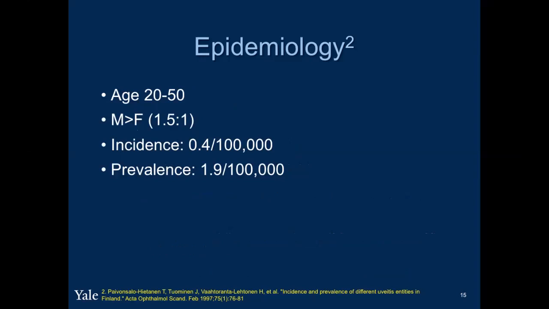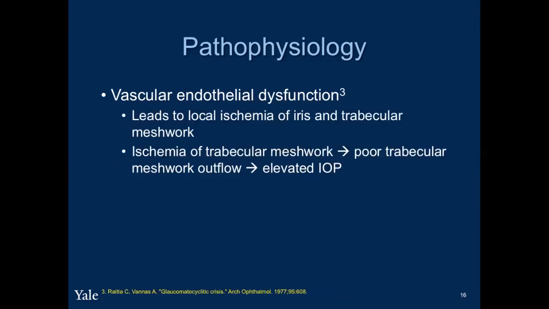Epidemiology is that it affects mostly younger to middle-aged patients, ages 20 to 50. Men do have a slightly higher incidence and prevalence of getting the disease. Incidence to prevalence, as you can see, is very low. There are several proposed mechanisms for the underlying pathophysiology.